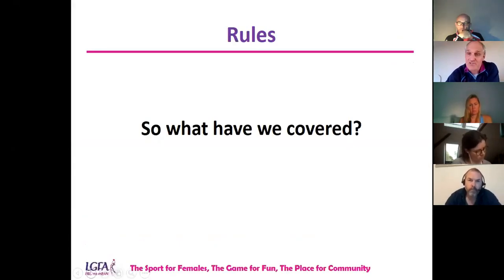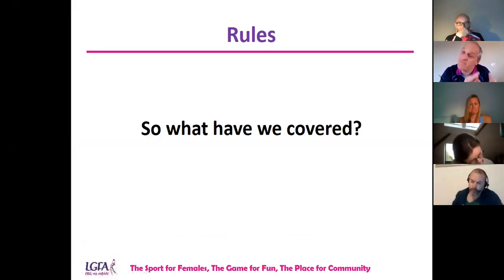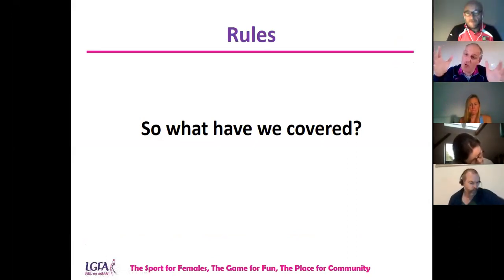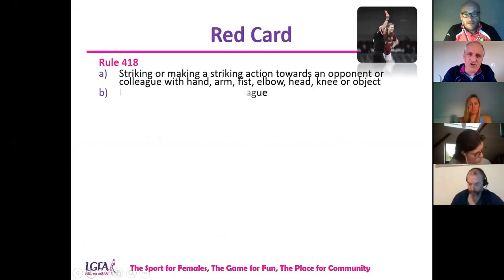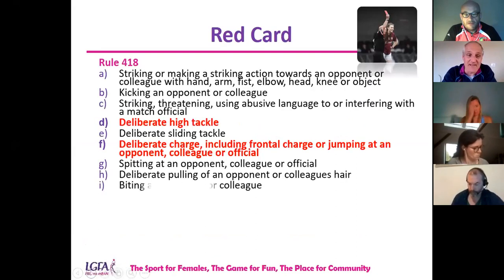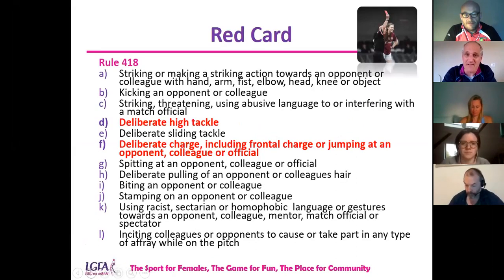Okay, guys, so to finish off, what have we covered tonight? I want to be very specific on tonight. I want to be very much focused on the contact element. So, to wrap it up, just to show you guys, there's a lot of red card offences there. We just touched on two. So be aware of other rules that are pertinent to the red card offence.